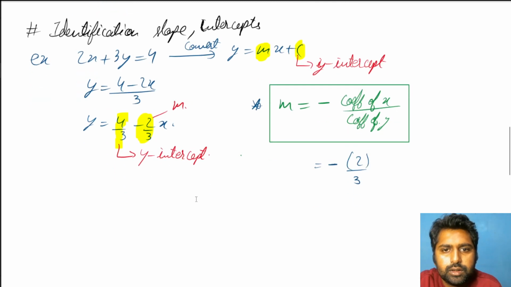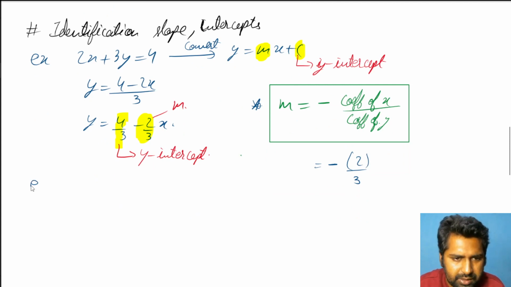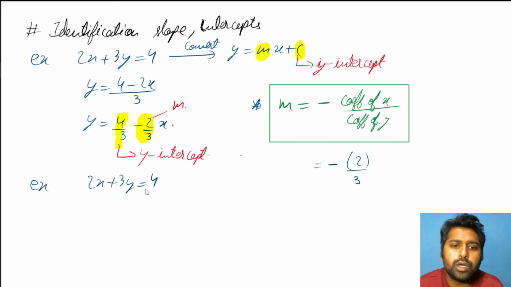Next, I'll use the same equation to identify intercepts. So 2x plus 3y was equal to 4. I want to know where this line cuts the x-axis and y-axis. Of course, there is one standard way to do that: putting x equal to 0, you'll get where it cuts the y-axis. You put y as 0, you'll get where it cuts the x-axis.